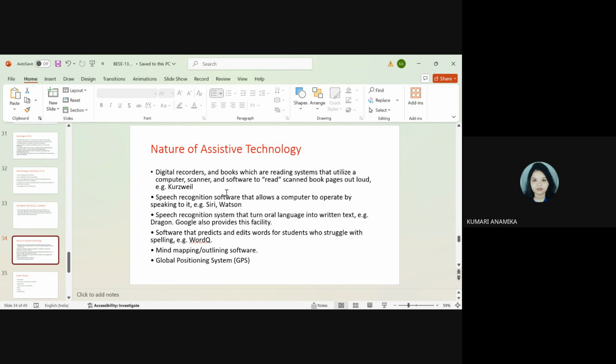It can be digital recorders and books, which are reading systems that utilize a computer scanner and software to read scanned book pages out loud. For example, Kurzweil is a digital recorder. Next is speech recognition software that allows a computer to operate by speaking. For example, Siri, Watson, these are speech recognition software. Speech recognition systems turn oral language into written text. Example, Dragon. Google also provides this facility.